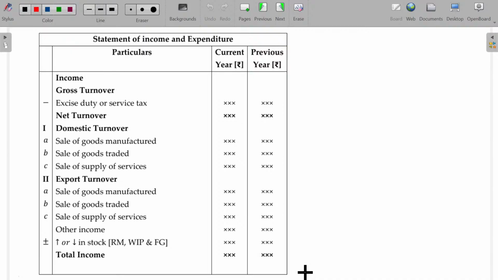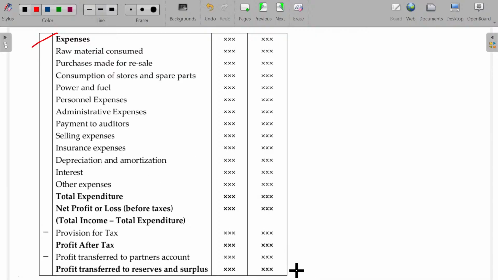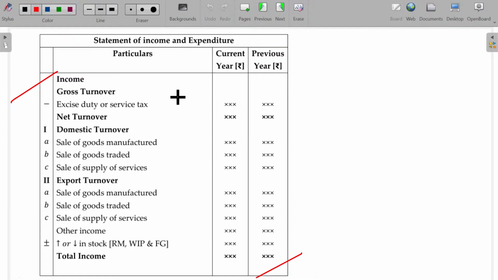But in case of the income statement, it is again different. Also a vertical format. All the credit items are shown first of all, and all the debit items also are shown here. Here, you start with the gross turnover. If you pay any excise duty or service tax, that should be removed from the gross turnover, so net turnover can be identified. And you need to give the breakup of net turnover. How much is domestic turnover? How much is export turnover? Domestic turnover and export turnover.